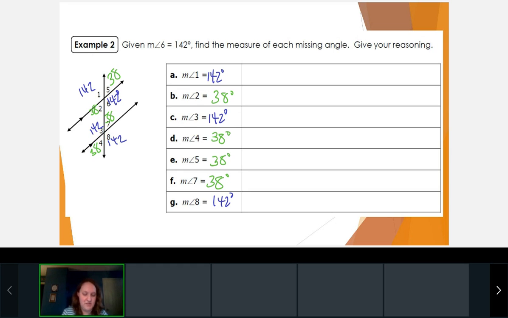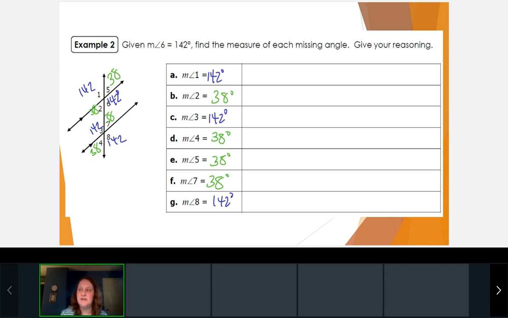All right, you can go ahead and check yours with mine. Hopefully we got the same numbers there. All of your obtuse angles should all be 142 degrees, and all of your acute angles should be 38 degrees. That takes care of half of what you were supposed to do. Let's do the other half, the part where you have to give your reasoning.